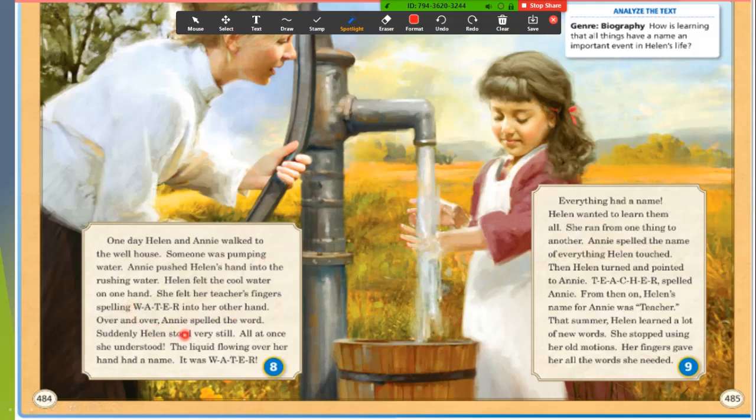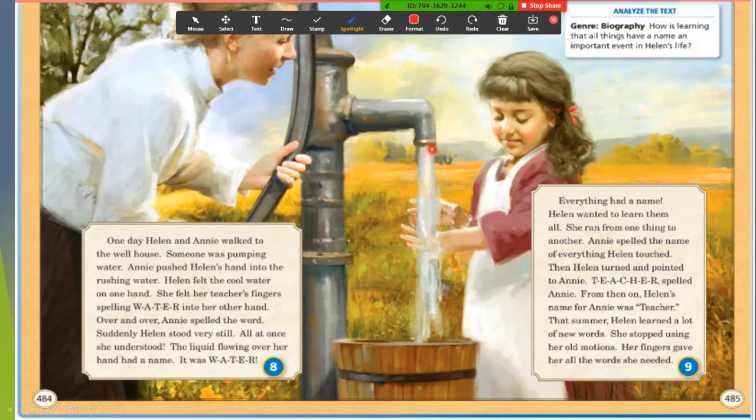Over and over, Annie spelled the word. Suddenly, Helen stood very still. All at once, she understood. The liquid flowing over her hand had a name. It was water. It was what? It was water. Everything had a name. Helen wanted to learn them all.